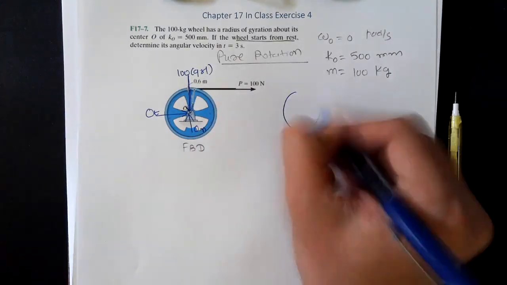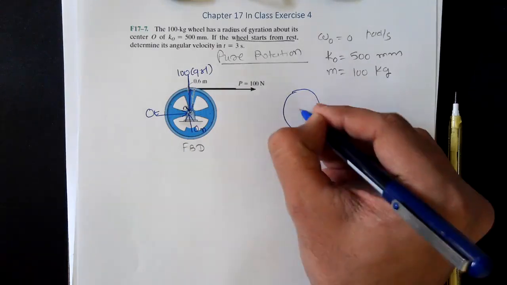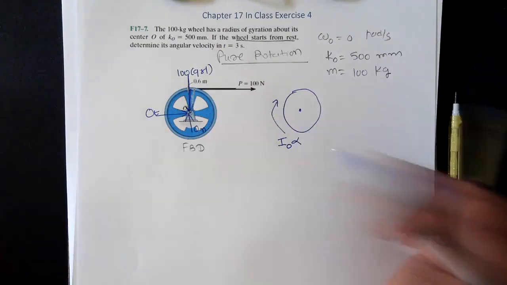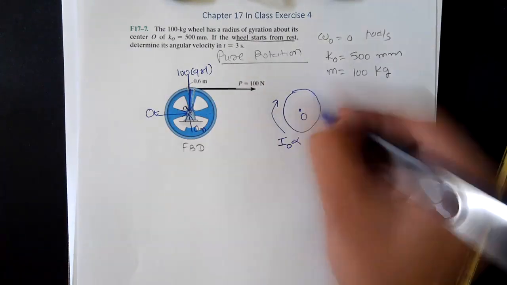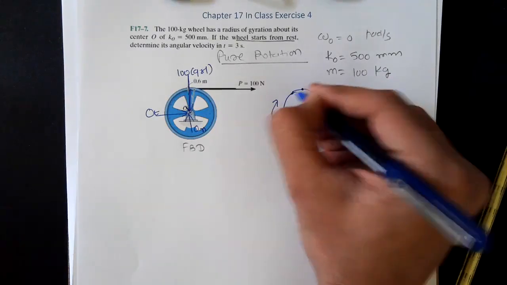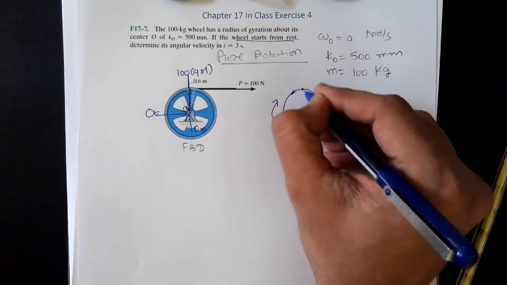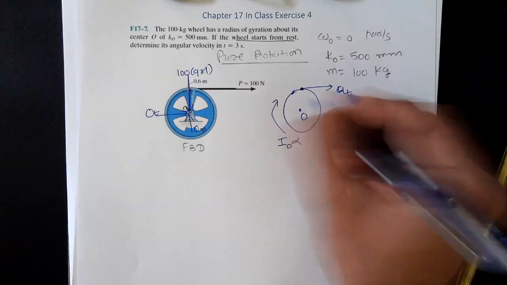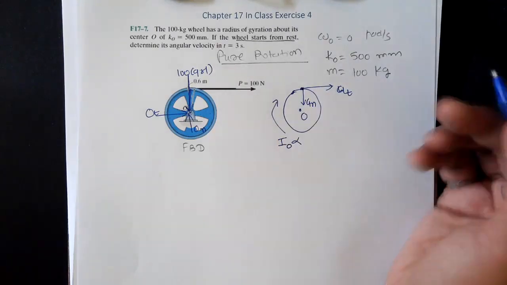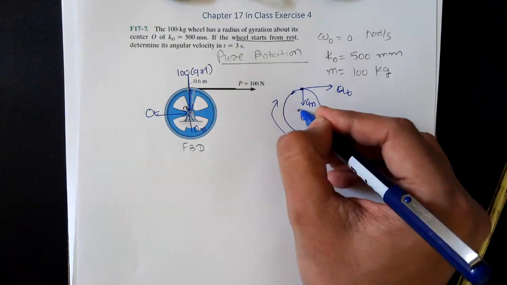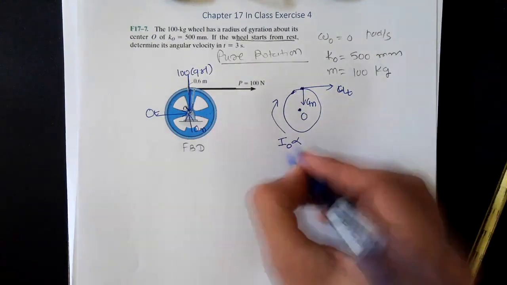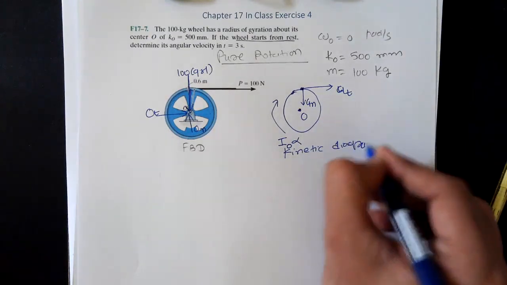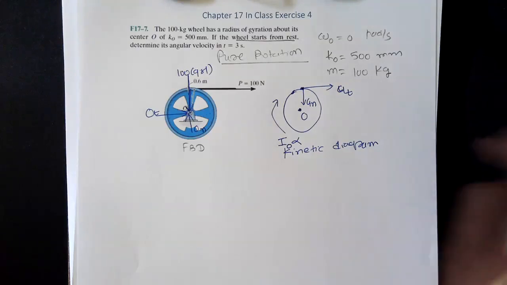And the kinetic diagram is, as a result of these forces, the wheel has some moment of inertia and angular acceleration about point O. If we apply the normal-tangent coordinate system, then the wheel has some tangential acceleration and normal acceleration. Or you can also draw this passing through the center of the wheel. But anyway, that's our kinetic diagram.